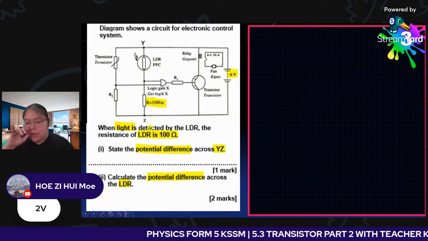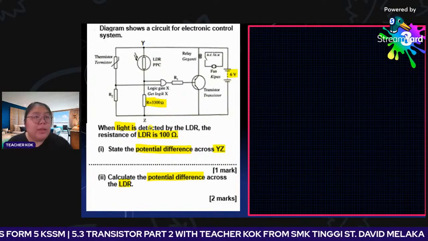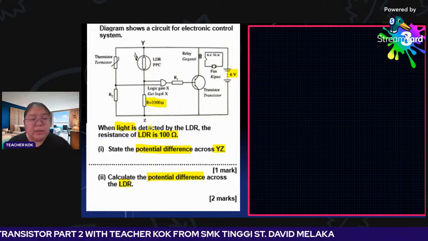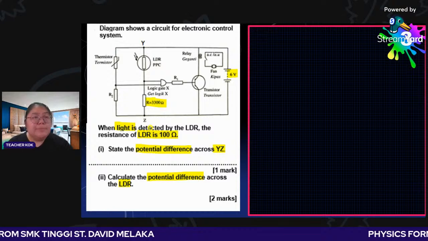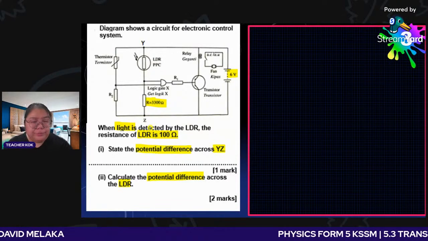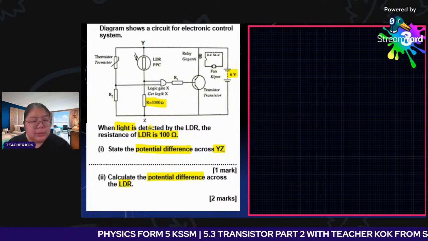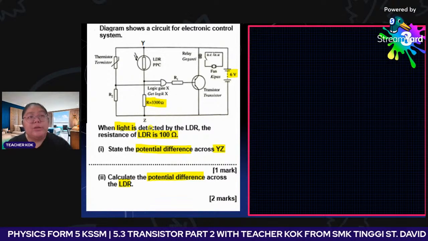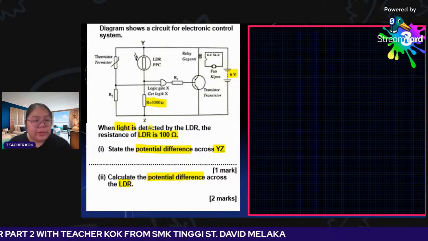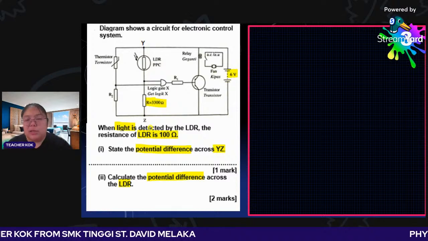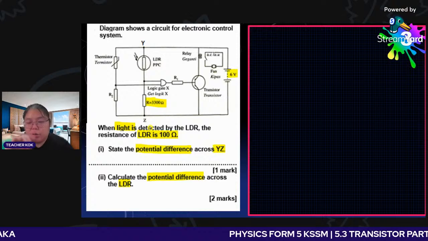State the potential difference across Y, Z. Understood, same as just now. What is the answer for the first one? Potential difference across Y, Z. Anyone? Simple question, same as just now. Okay, students, are you ready for question number 2? When I ask number 1, because so many students are here, you get ready for number 2. When you finish question number 2 and I ask, then you just type and show me the answer. So the potential difference across YZ is how many?